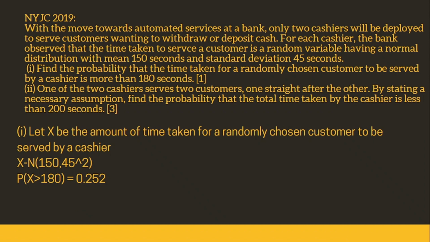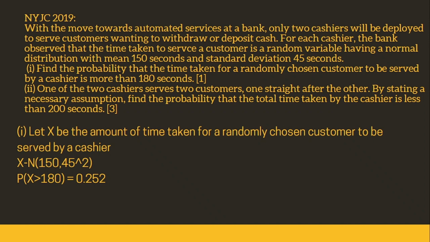Then for the next question, with the move towards automated services at a bank, only 2 cashiers will be deployed to serve customers wanting to withdraw or deposit cash. For each cashier, the bank has observed that the time taken to service a customer is a random variable having a distribution with mean 150 seconds and standard deviation 45 seconds. So find the probability that the time taken for a randomly chosen customer to be served by a cashier is more than 180. So this part is quite simple.